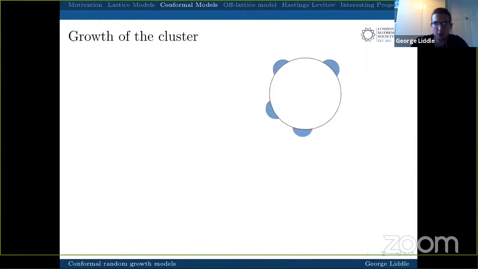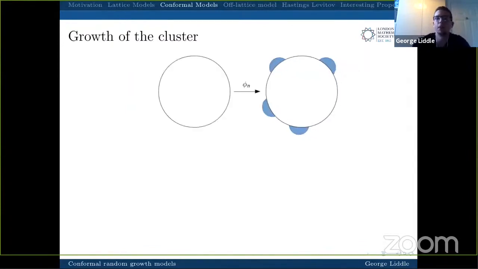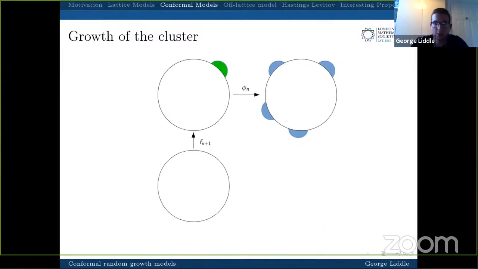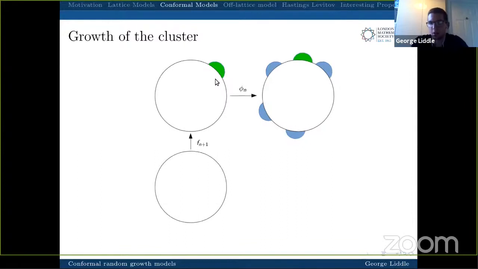So what does this look like? Well, in this case, we've got n equals 4, and we can find the map phi n, which takes the disk into this cluster. So how do we attach the next point? We just pre-compose the n plus 1 map, which attaches a particle onto the boundary of this disk. And that in turn, via the map phi-n, will get mapped into the cluster. And we call this map phi-n plus 1.